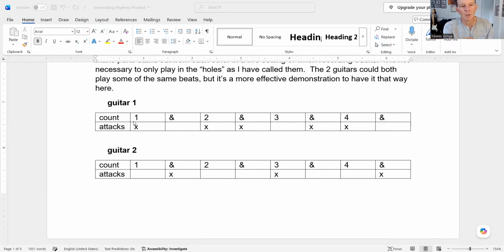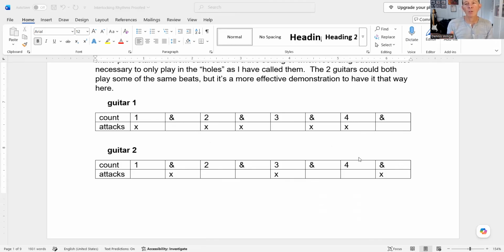So guitar 1 in this case is playing 1, 2, 3, 4, gang, gang, gang, gang, gang, okay? And then guitar 2, recognizing that there are some holes, can play wherever guitar 1 is not playing. Guitar 1 has no X under the end of 1, nor under the third beat, or the end of 4. So guitar 2 is playing 1, 2, 3, 4, and 3, and 3.